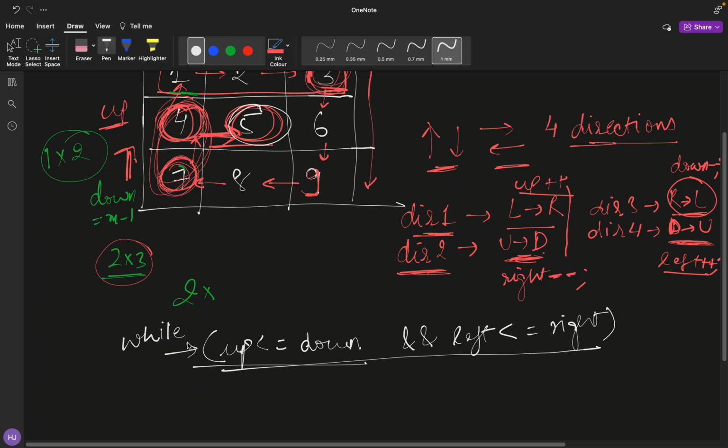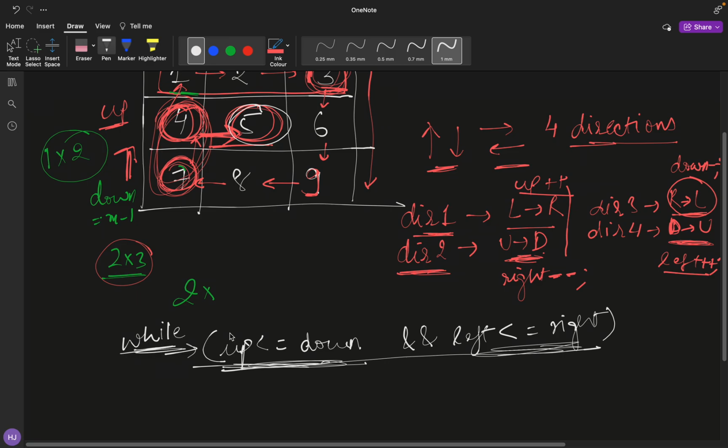Sorry, I mistakenly said that this condition will happen at the end. So it means that whenever these conditions are satisfied, we will keep on moving in our matrix in the spiral way. That's what the intuition is.